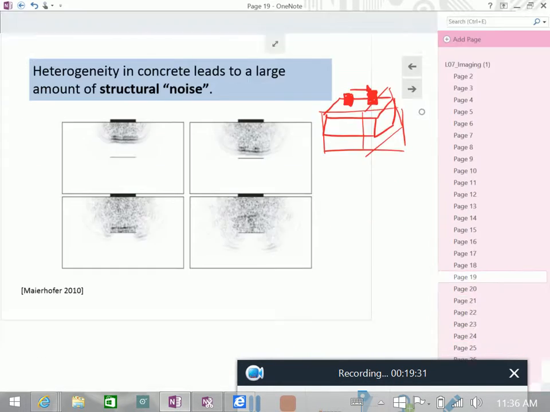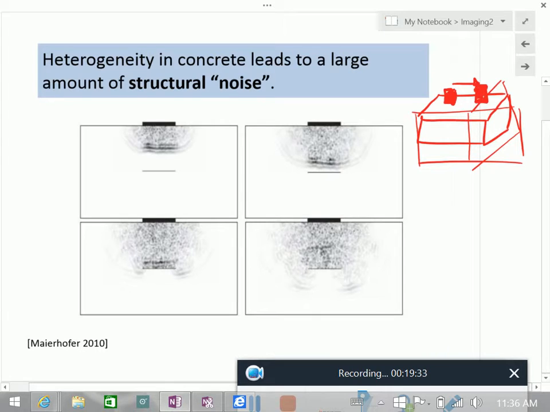Now, the problem with B scan, basically all of these scans, is that, especially in rocks and concrete, we have a lot of something called structural noise. We talked about the scattering. Now, what we are seeing in this picture are different snapshots of the propagation of a transducer's wave as it meets a delamination.